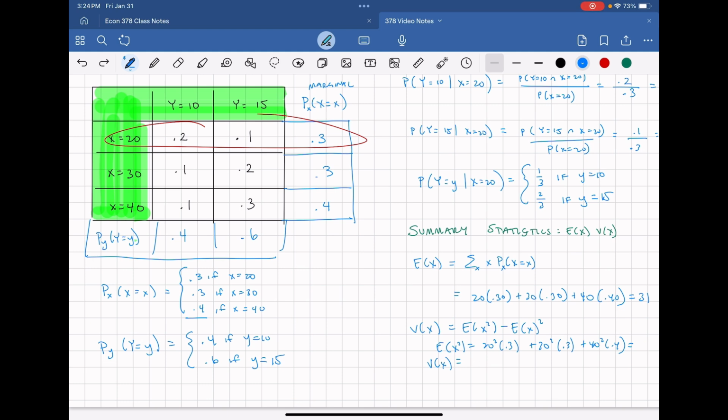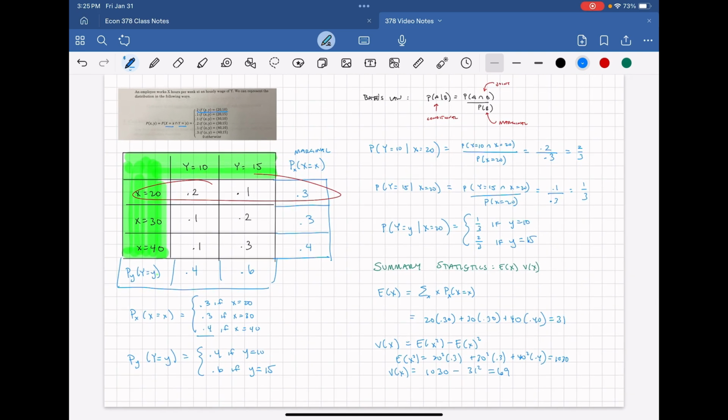Actually, we'll calculate it out for you. Let's break out my calculator. So we get 20 squared times 0.3 plus 30 squared times 0.3 plus 40 squared times 0.4. That is equal to 1,030. So the variance of x is 1030 minus 31 squared. And that number is equal to 69. So there we can calculate the expected value using our marginal distributions.